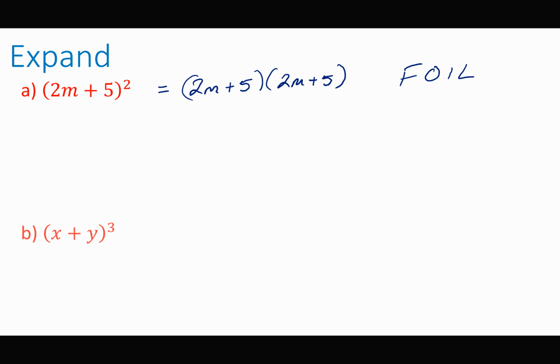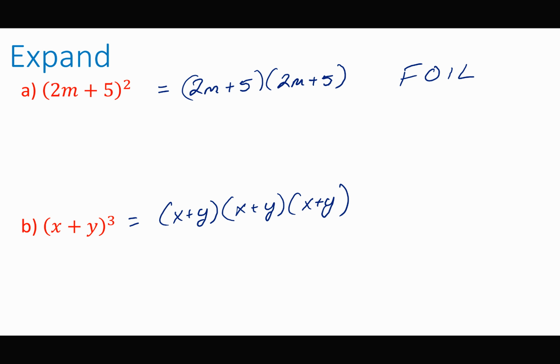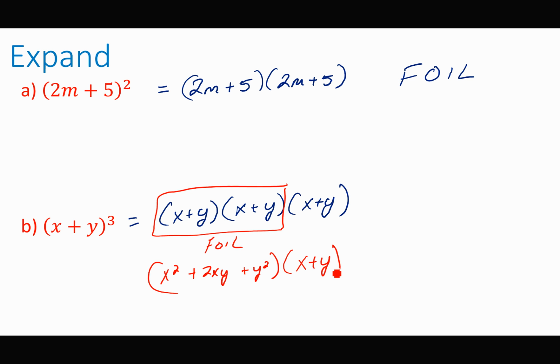Okay, and the last one, won't go through expanding this, but the big thing I want you to recognize is this is 2m plus 5 times 2m plus 5. And so we could FOIL to be able to work this one out. If they give it to me as cubed, that's x plus y times x plus y times x plus y. So how I would attack this, I would pick 2 and FOIL. That will give me x squared plus 2xy plus y squared. And then I have to multiply it by x plus y.